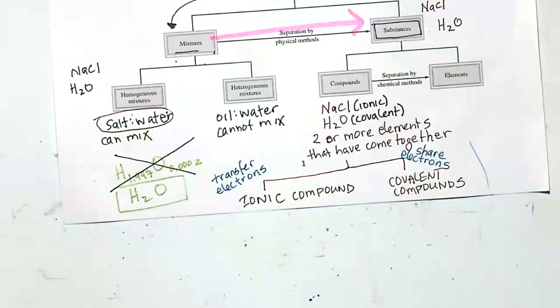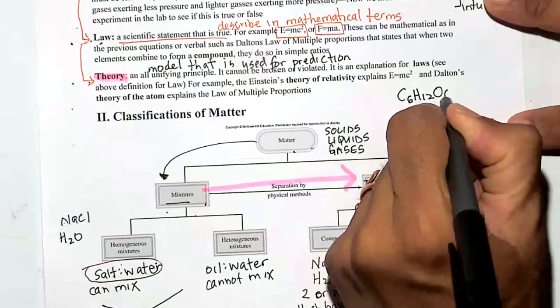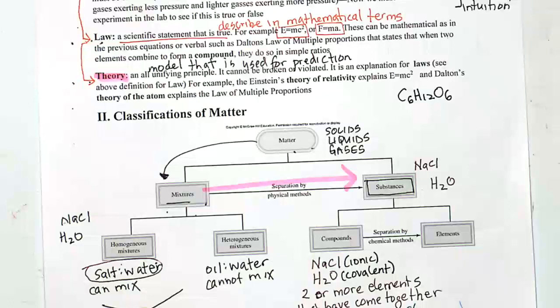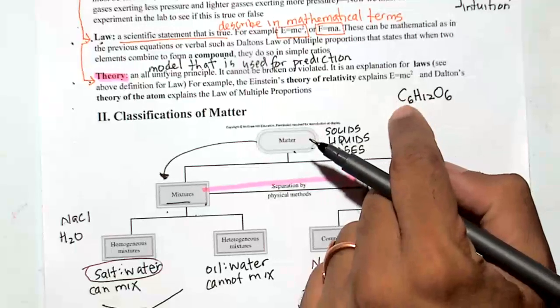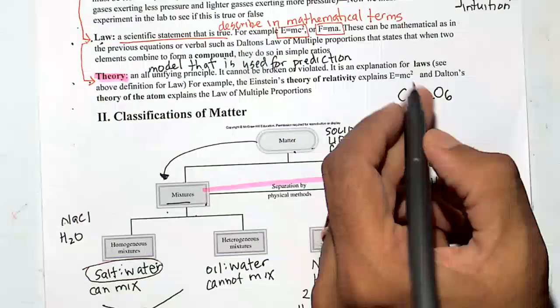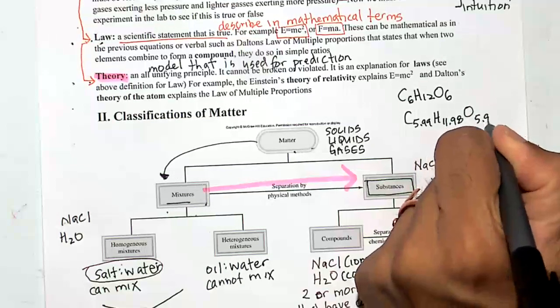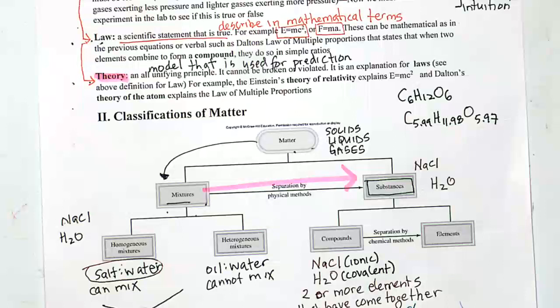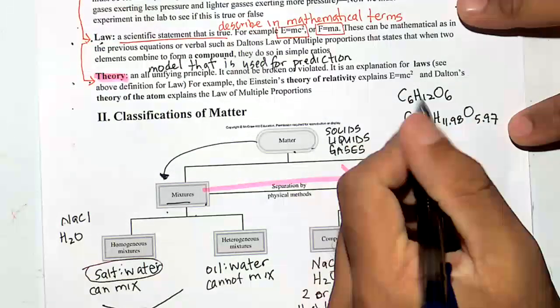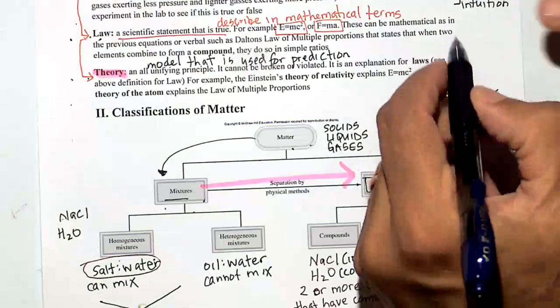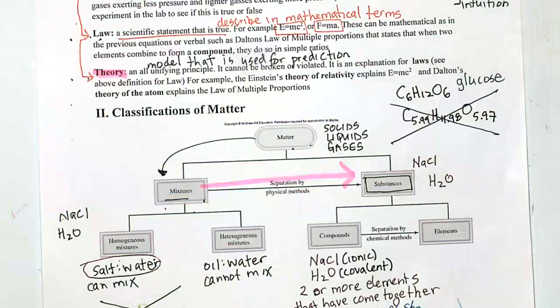Anybody here a bio major? Oh yes, lots of bio majors, excellent. In biology, there is a substance called glucose. You do not need to know the formula, but glucose is C6H12O6. It's a complicated formula for this sugar, but it's 6, 12, and 6. What's C? Carbon. What's H? And what's O? Oxygen. It's not 5.99 or 11.98 or 5.97. We always put our compounds in whole numbers. This is called glucose. You do not need to know that formula. I'm just throwing it out there.